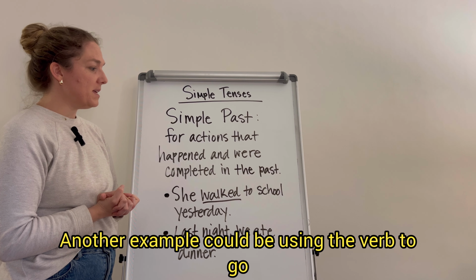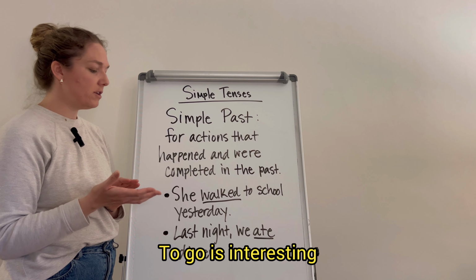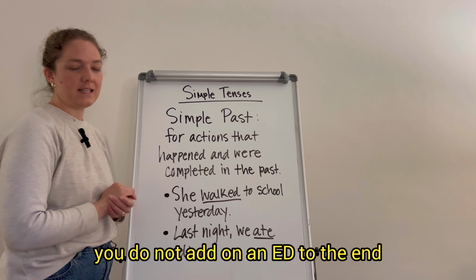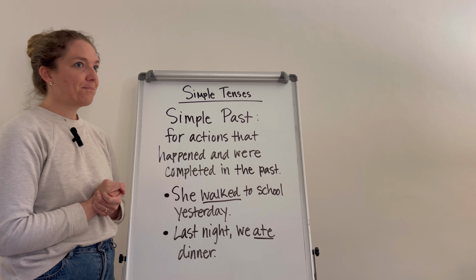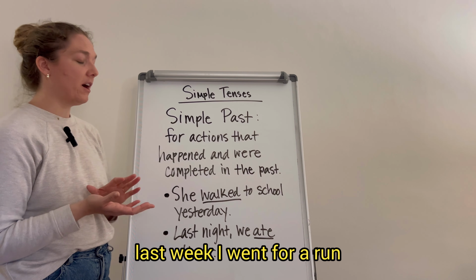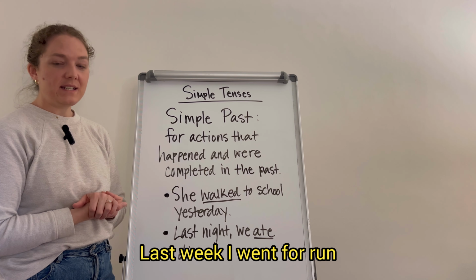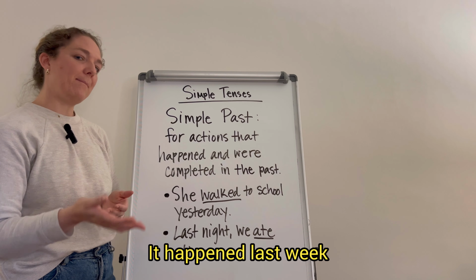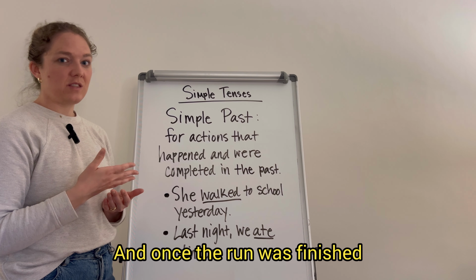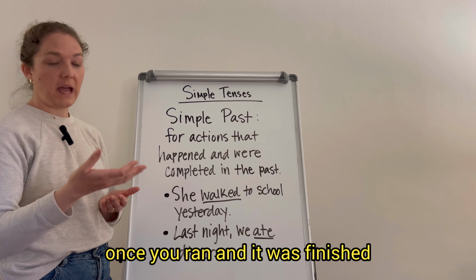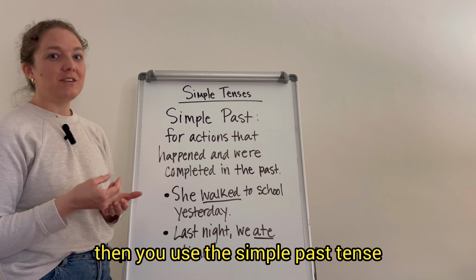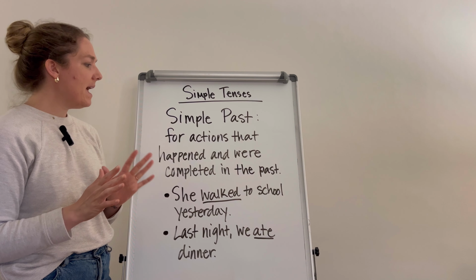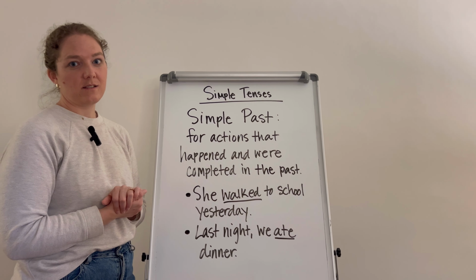Another example could be using the verb to go. To go is interesting because, much like ate, you do not add an ed to the end. So you could say, last week I went for a run. It again tells us it happened in the past, last week. Once the run was finished, then you use the simple past tense. I went for a run. The action happened and it is completed in the past.